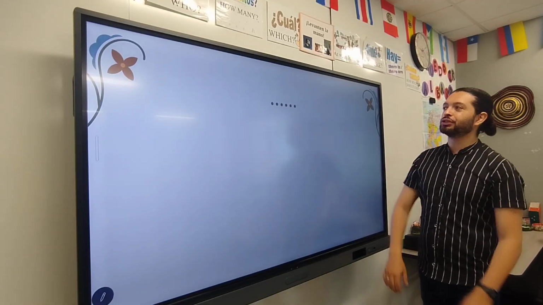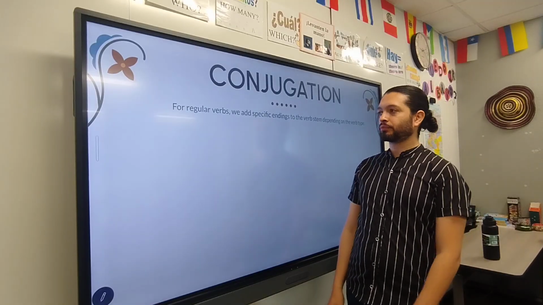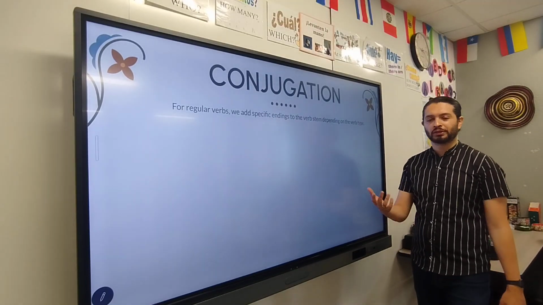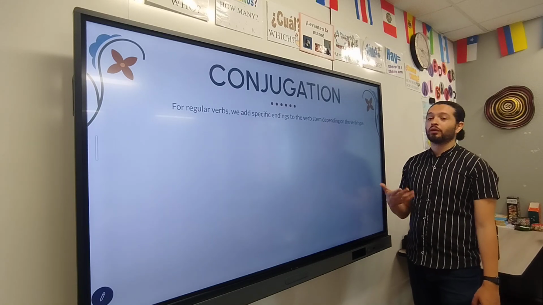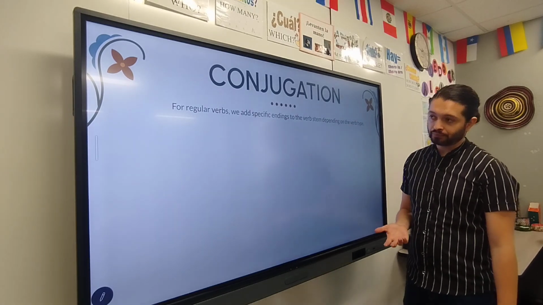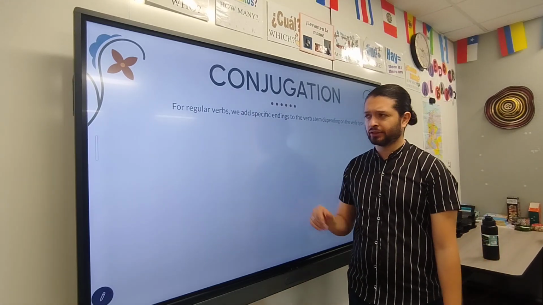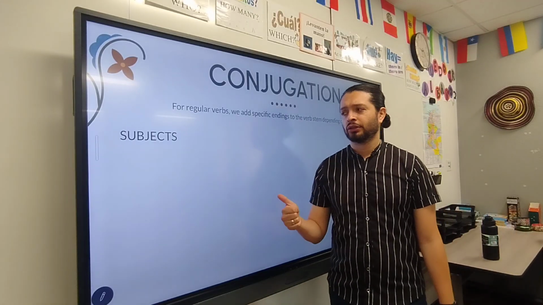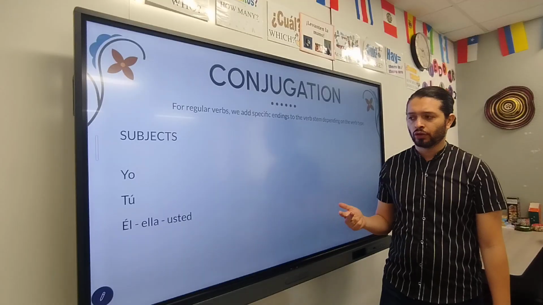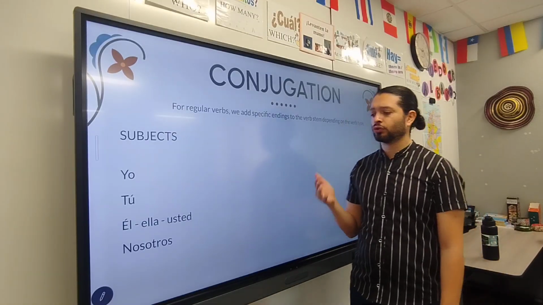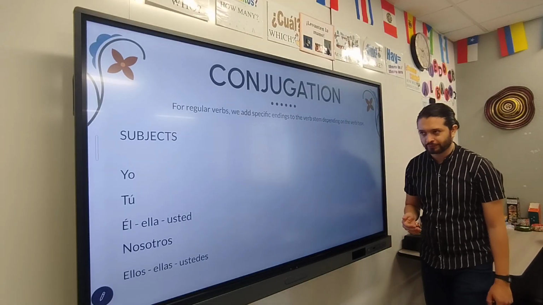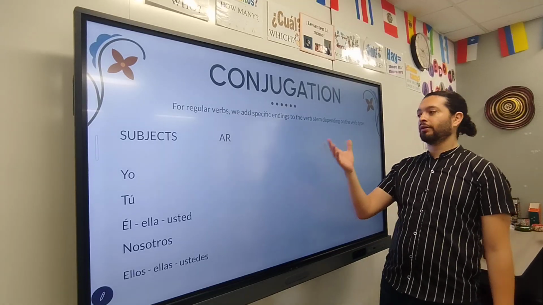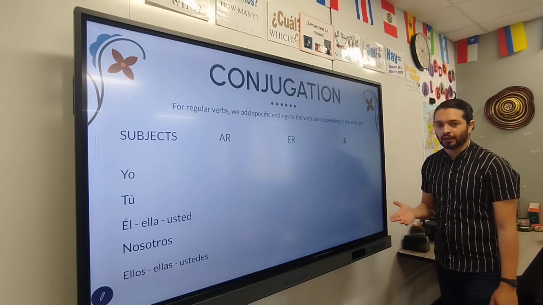Let's jump into the conjugation. For regular verbs, we add specific endings to the verb stem depending on the verb type. We're going to take a look at that in some seconds. First, we're going to start with our subjects in Spanish: yo, tú, él, ella, usted, nosotros, ellos, ellas, ustedes. And we have our verb groups: AR, ER, and IR.